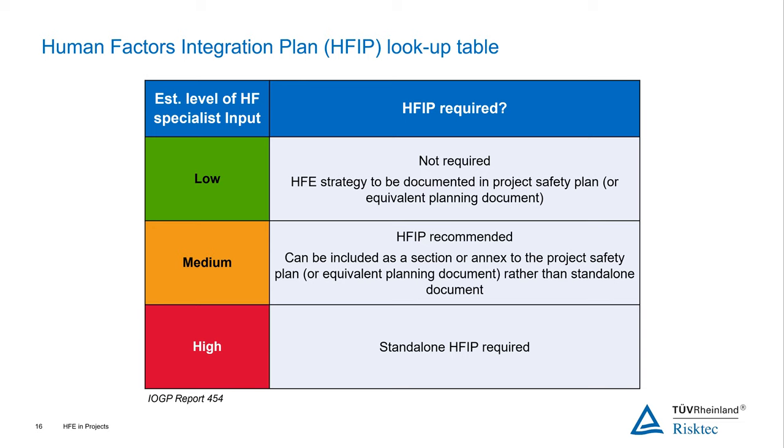It might be that your strategy for looking at HFE could be documented in the project safety plan or a similar document. But if we have a higher level of input, then it's probably recommended that you would have a specific human factors plan. At a very high level, you'd have a standalone plan with quite a lot of detail in it. And what the IOGP 454 does as well is give you a template of the typical contents for what a HF plan looks like.